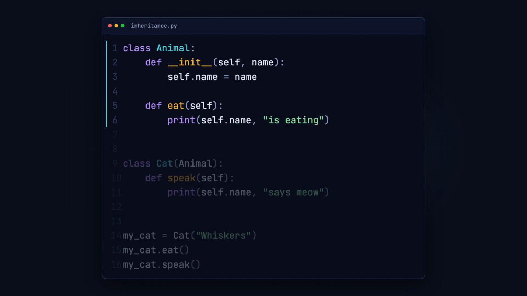We start by defining the parent class Animal. Its __init__ stores a name, and its eat method prints that the animal is eating. This is ordinary class code you already know.